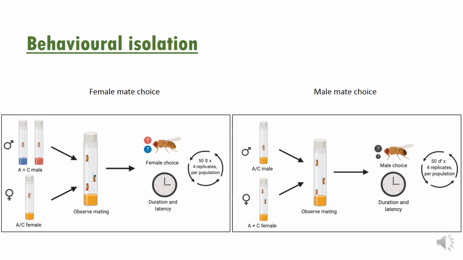We began with assays to determine if the A's or C's showed a significant preference in mate choice.